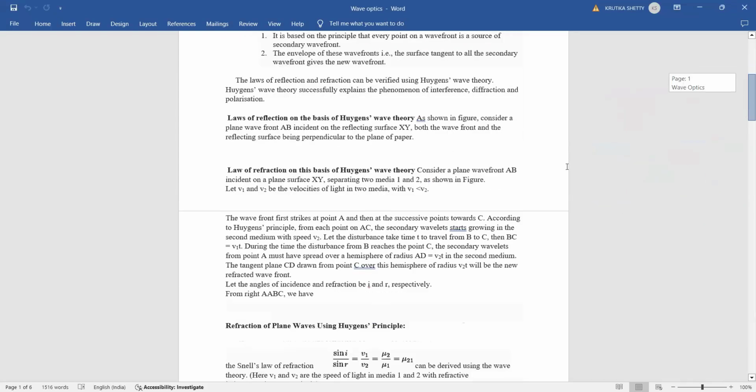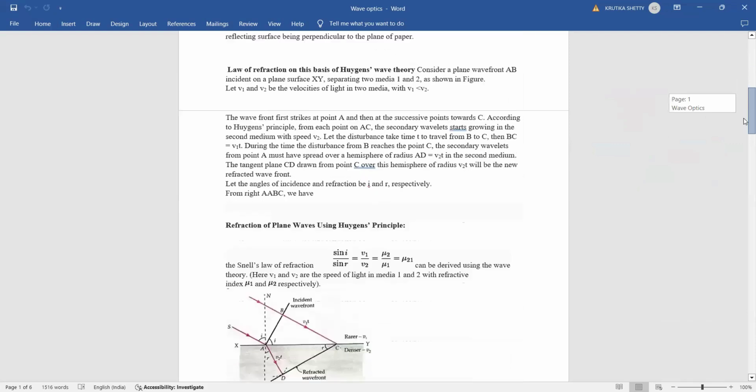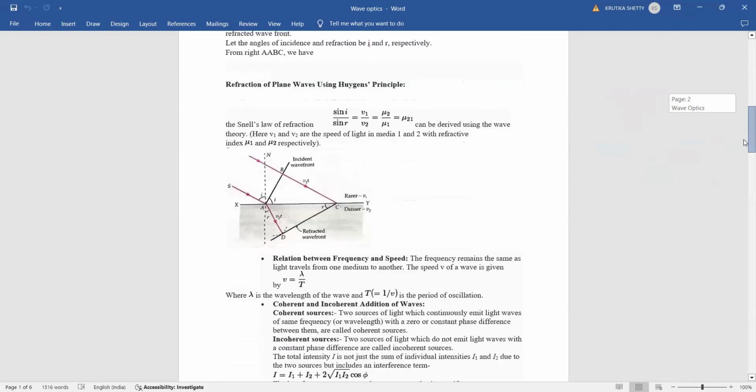So this reflection and refraction we have discussed already. We have proved the refraction using the Huygens principle. So this is also completed.